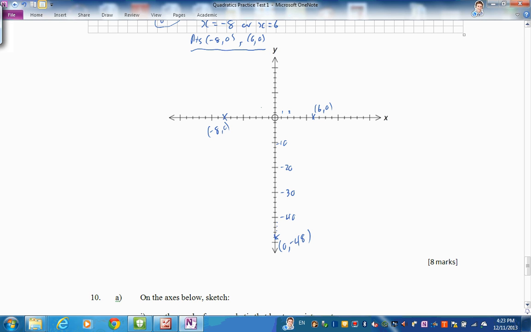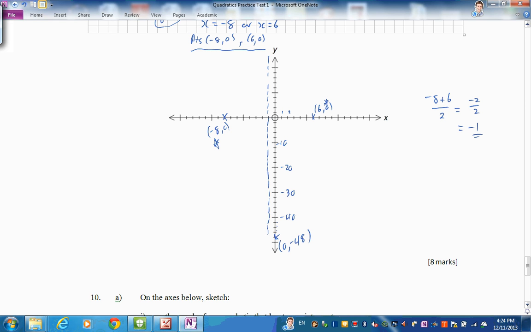Now in drawing this, we don't have a vertex or a turning point, but we do know the turning point is a point of symmetry, so it's halfway between these 2 values. Halfway between negative 8 and 6 is the mean of the 2 numbers. This is negative 2 on 2, which is negative 1. So the axis of symmetry is halfway between these two, going down like this.